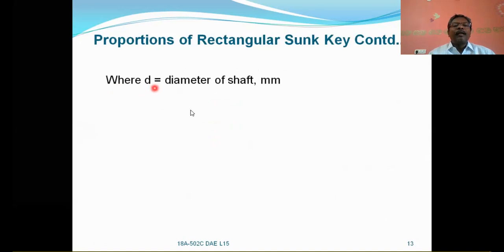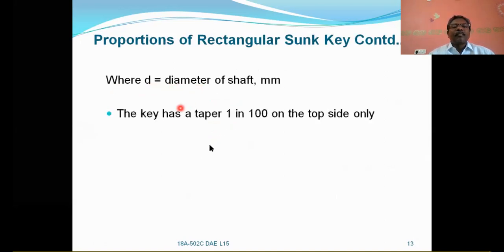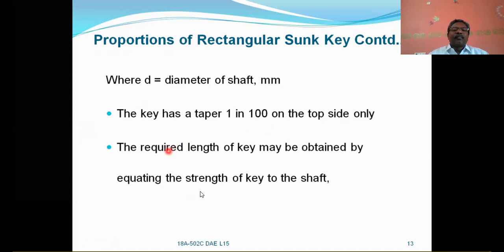And where D is the diameter of the shaft, and the key has a taper of 1/100, that means 1:100 on the top side only, not at the bottom. The taper is only on the top of the rectangular sunk key.